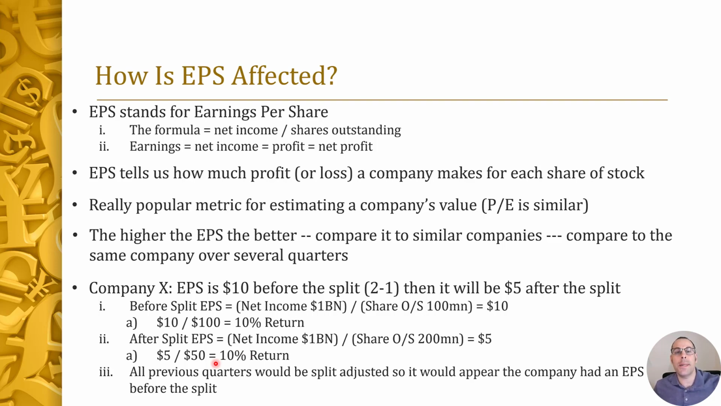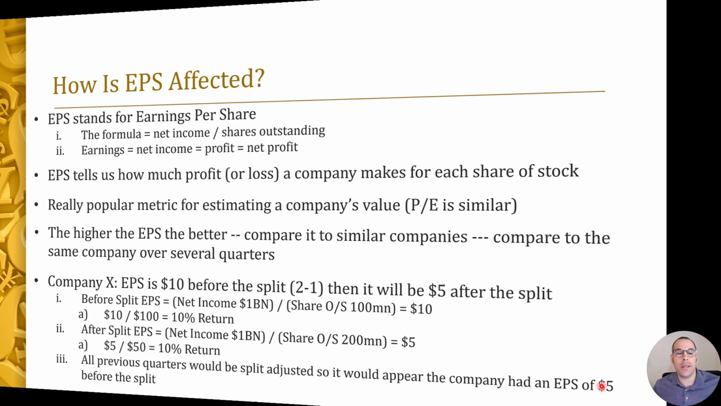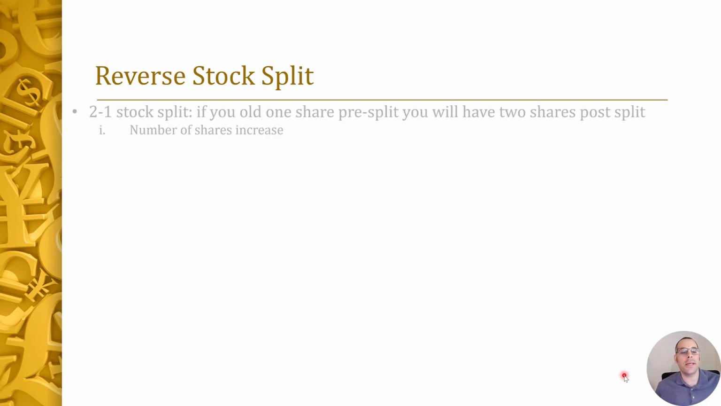So if you looked at the company's EPS over a long period of time, say 10 or 20 years, it would appear their EPS before the split was $5, even though it was $10, because all their numbers have to be split adjusted so the charts read correctly. So let's talk about a reverse stock split.